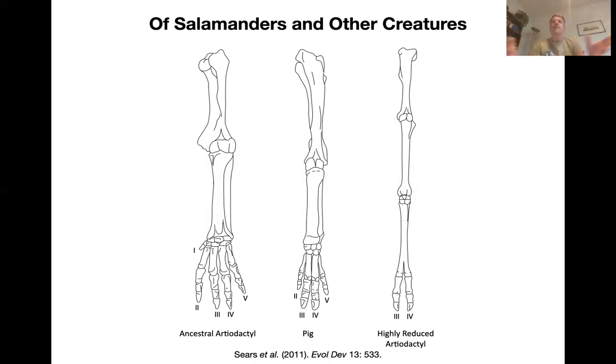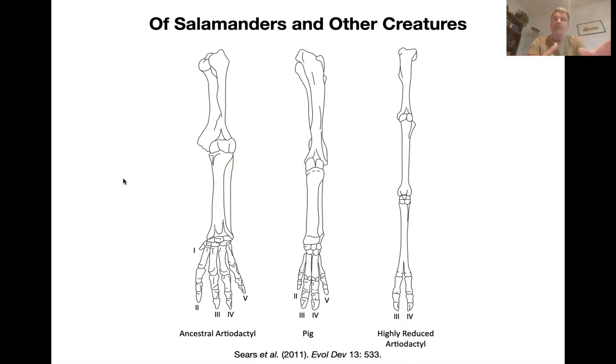So let me give you a classical example of how this was applied by Pere Alberch in his experimental work, okay? What Alberch looked at together with Gale was the development and evolution of limbs, of digits, okay?